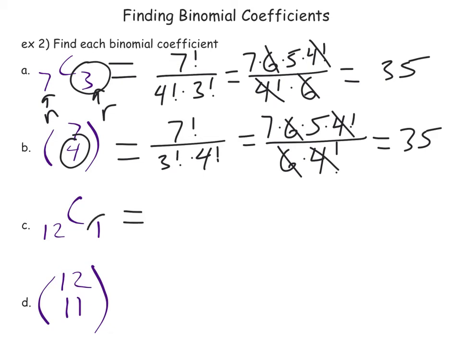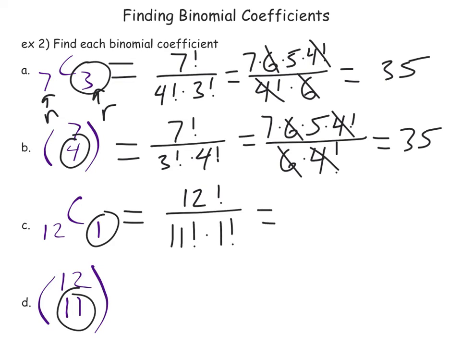So now looking down here, I basically have these two cases where I only need to do one of them, because I can tell those second two numbers add up to 12, so the answer is going to be the same. 12 factorial over 11 factorial times 1 factorial.